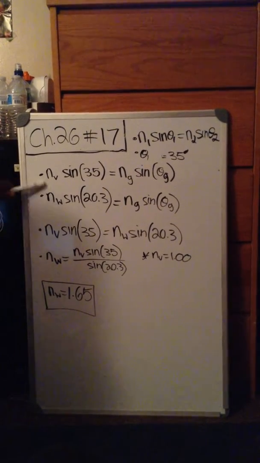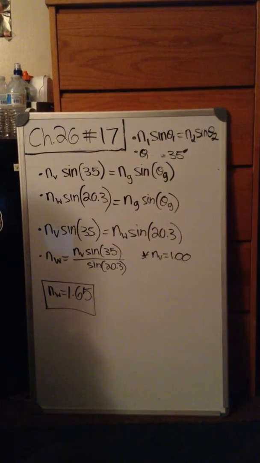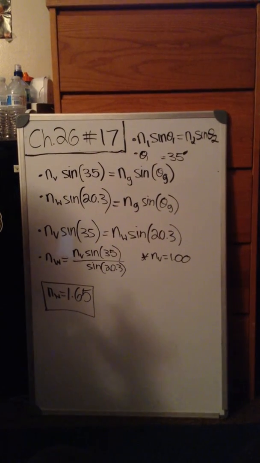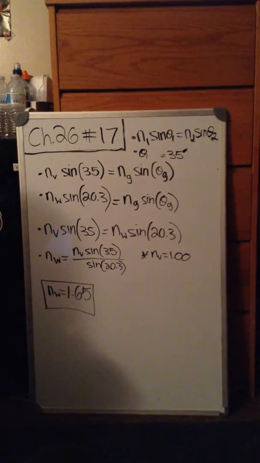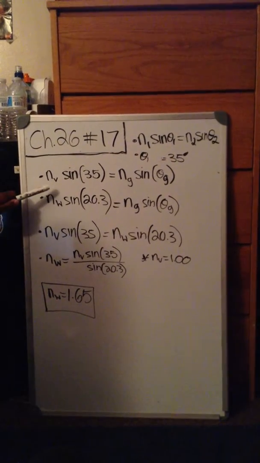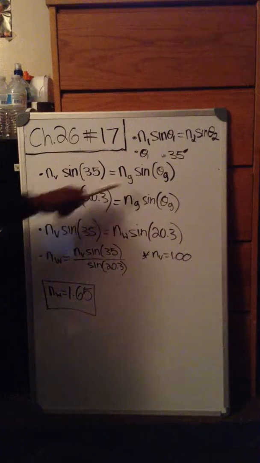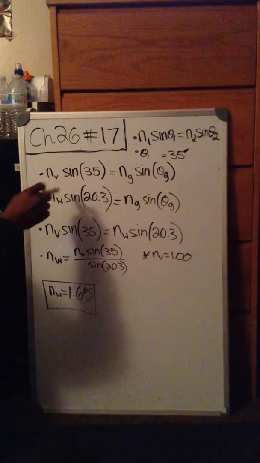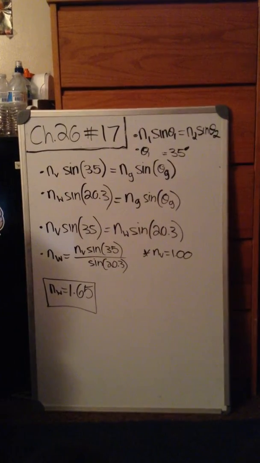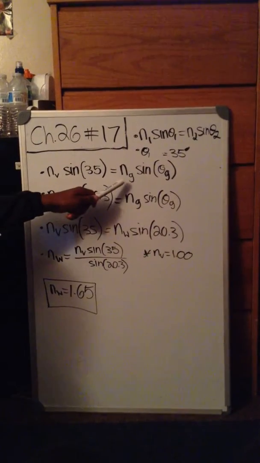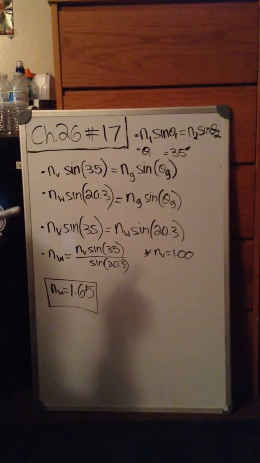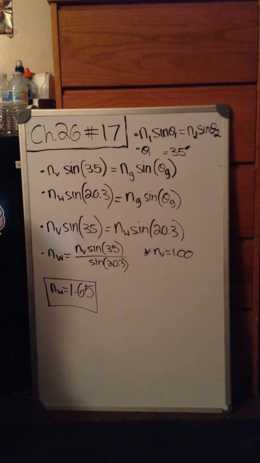So the first step was for me to set up the first portion of the problem, which is the relationship between the speed of the light in the vacuum as it goes from the vacuum to the glass. So we have NV sine 35 because that's our initial angle of incidence, and we have NG, which is the index of refraction of the glass, times sine theta G, which is the refractive angle in the glass.